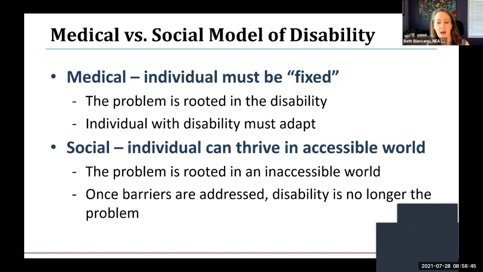So I think this has been around for many years, is the social model, is that in an accessible world, people can thrive. So that the problem is rooted in the inaccessible world, that the problem is not in the person in the wheelchair, it's in the stairs, the lack of a ramp or the lack of a no-step entry into a building. And once these barriers are addressed, disability is no longer the problem.